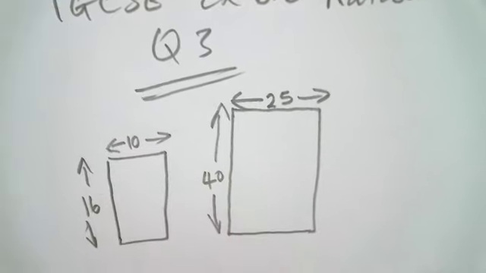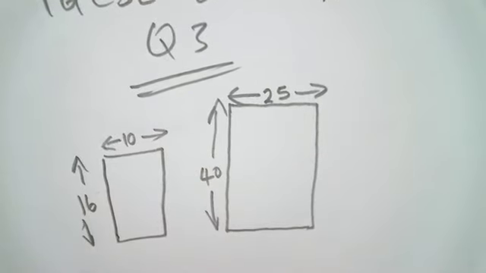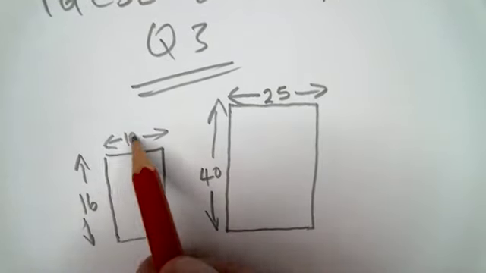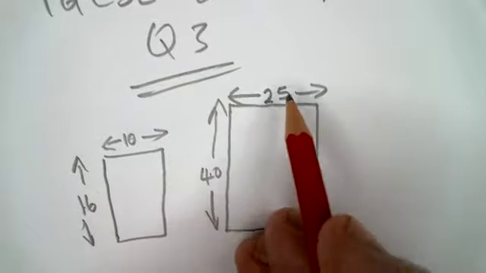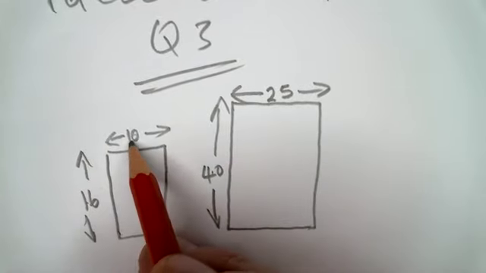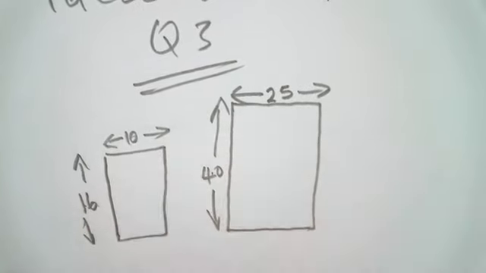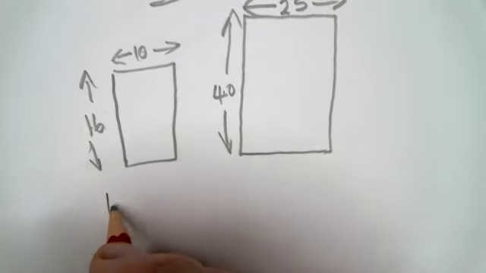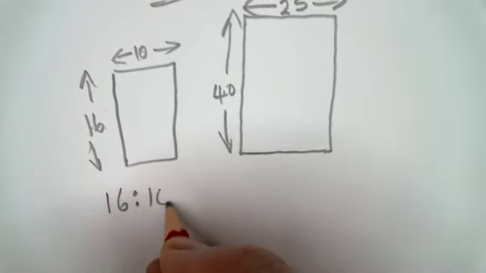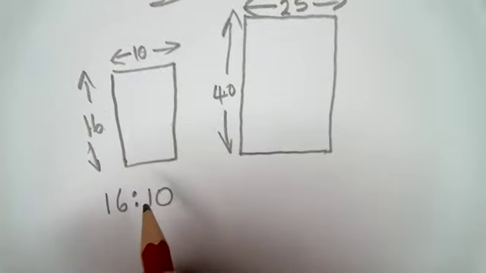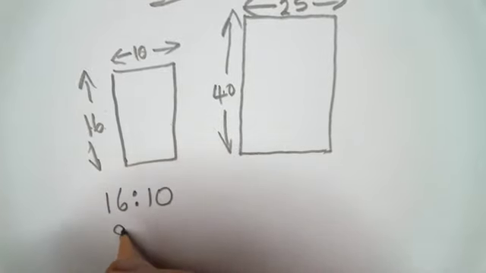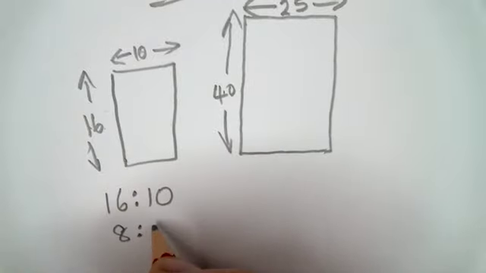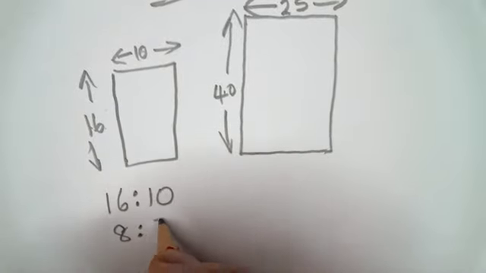Interestingly, let's just make sure that the proportions are the same. The ratio of one side to the other is 16 to 10. Let's simplify that. Let's divide all of that by 2. That would be 8 to 5, since half of 16 is 8, half of 10 is 5.